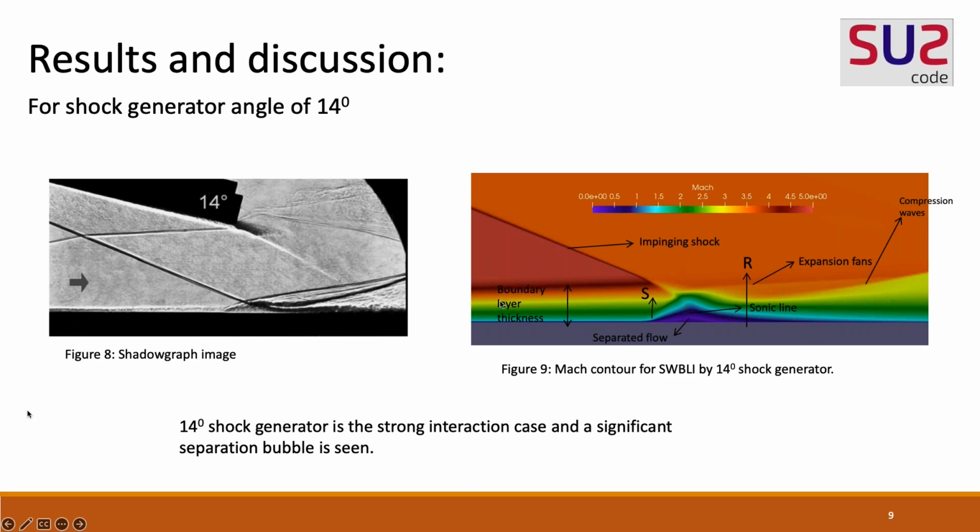The boundary layer thickness is also obtained. This boundary layer thickness in the experiment was 4.7 millimeter, and as obtained by the CFD validation, at the distance of 336 mm, it is 4.69 millimeter. There is an error of 0.01 millimeter. Since the expansion fan and the compression waves are clearly seen, this is a case of strong interaction.